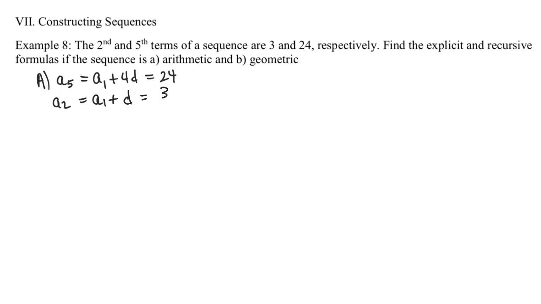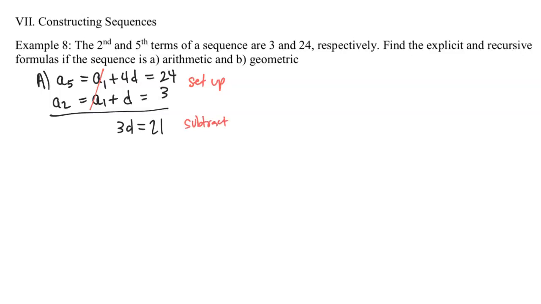The first step is I always set up two equations. I'll just write that over here to the side. The second step is that I'm going to subtract those equations. When I subtract the equations, a sub 1 is going to cancel out. When I do 4d minus d, I'm going to end up with 3d, and when I do 24 minus 3, I'm going to get 21. So step 2 is to subtract the two equations.